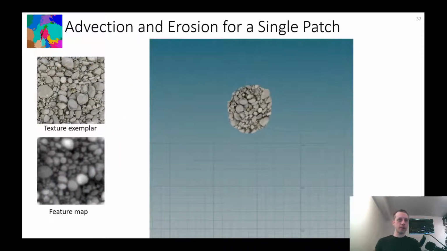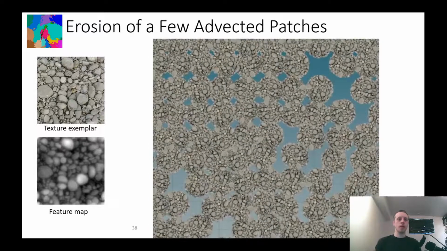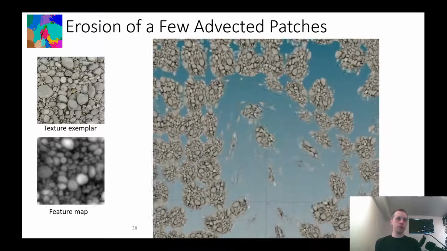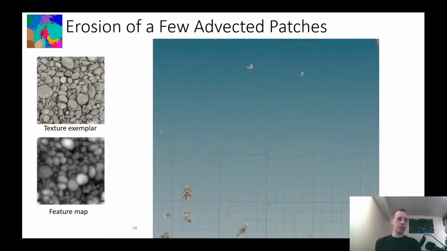Here is an example of how it looks on a single advected patch. And here is how it looks with several patches. We left some space between patches in order to see the shape of the patches. As you can see, when patches are deformed and eroded, it creates big gaps in the texture.